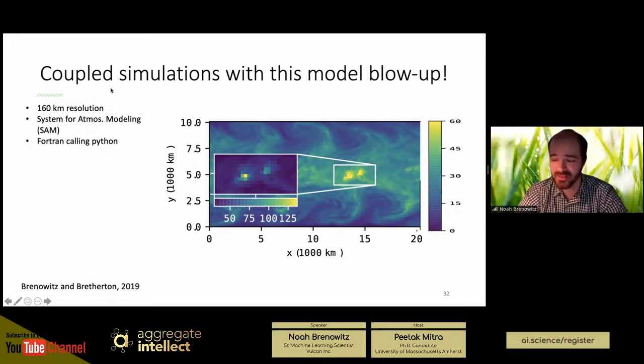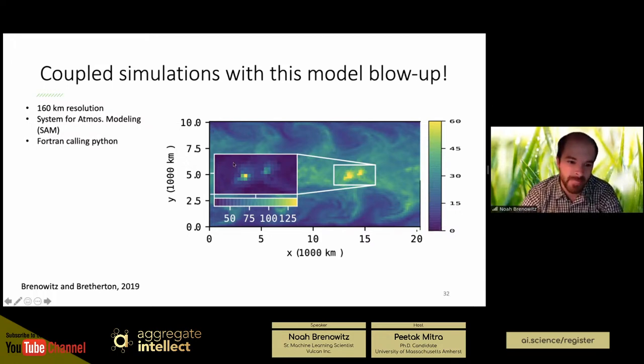So in this case, the fluid dynamics solver we use is a coarse resolution version of the same fluid dynamics solver that produced the 4 kilometer data. So we take that fluid dynamics solver, we change the resolution, it's just a configuration option. And we insert our machine learning scheme into it by having Fortran call Python, which is kind of interesting.